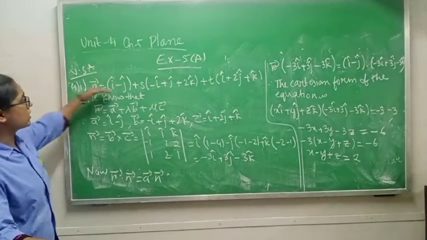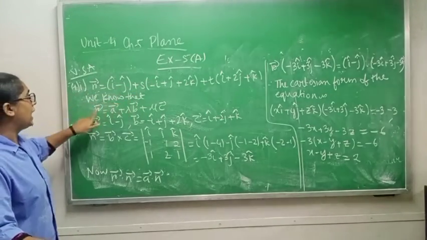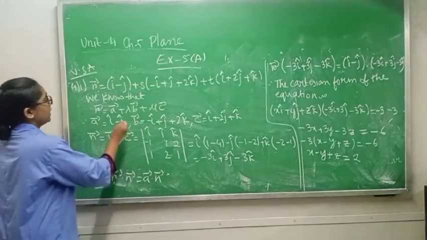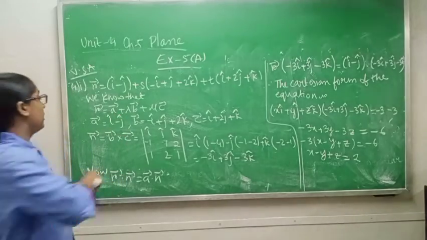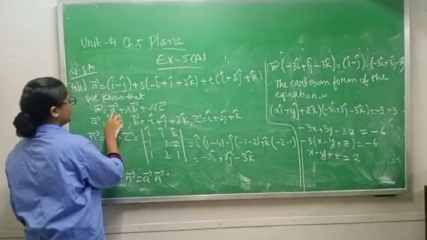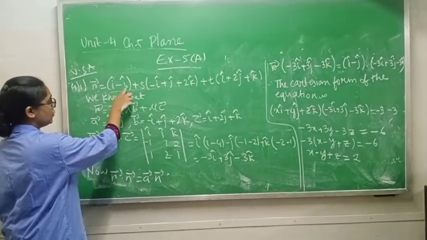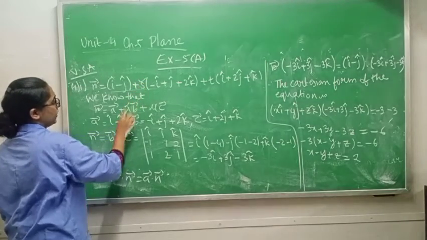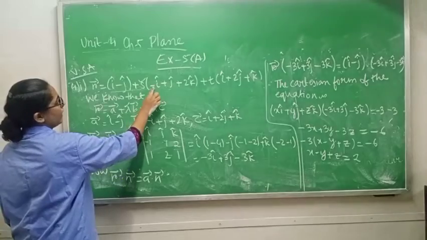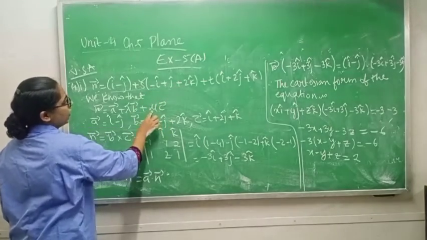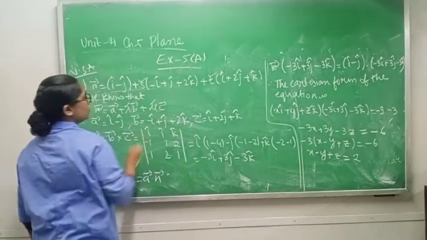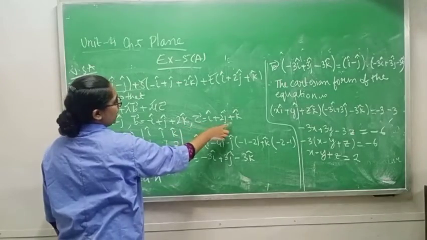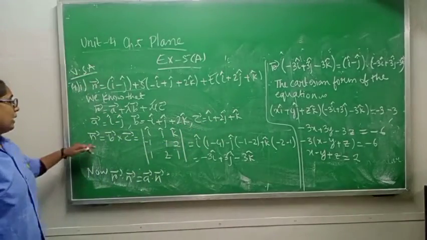Now what you will do, first, it is given to you. We know that r vector equals a vector plus lambda b vector plus mu c vector. Now by comparing this one and this one, we can get the a vector value. A vector is i cap minus j cap. B vector: s is nothing but lambda, so b vector is minus i cap plus j cap plus 2k cap. Then mu you have; here it is t, here it is mu. C vector is i cap plus 2j cap plus k cap. Understood up to here? Now you have to find the normal.